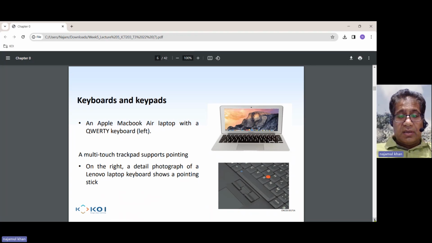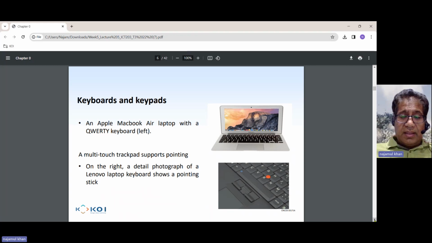One example is shown as an Apple MacBook Air laptop with a QWERTY keyboard on the left. QWERTY is named that way because the first letters on the keyboard start with Q, the second one is W, third is E, then R, then T, then Y. I think this is probably the reason they call it QWERTY. This is the most common keyboard, widely used throughout the world for typing. I think this is the English style keyboard, for the English language.